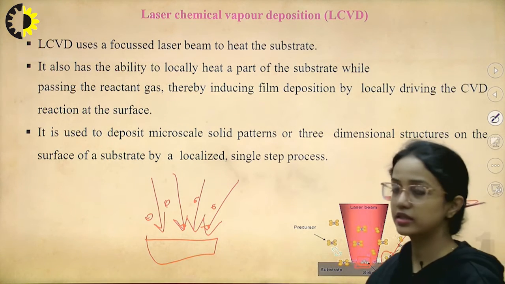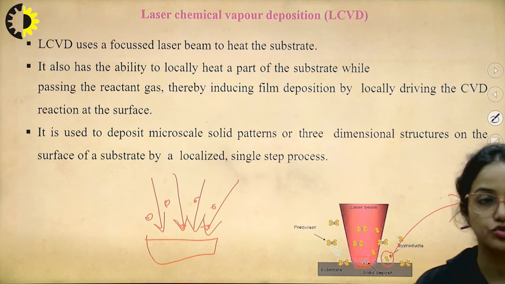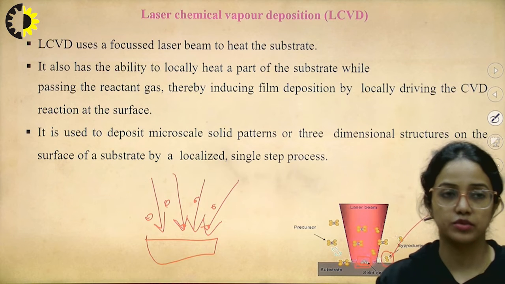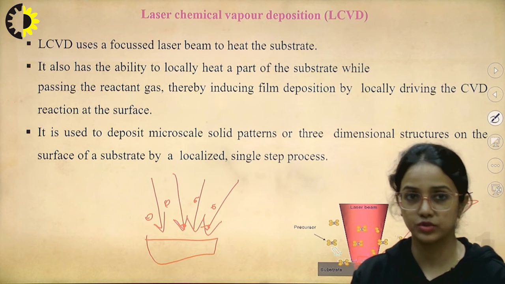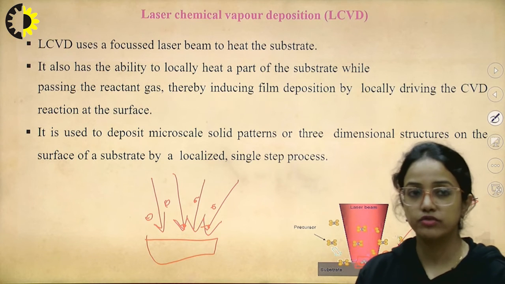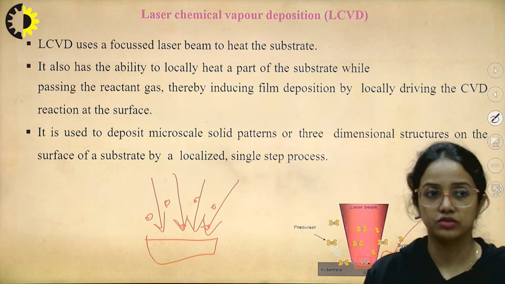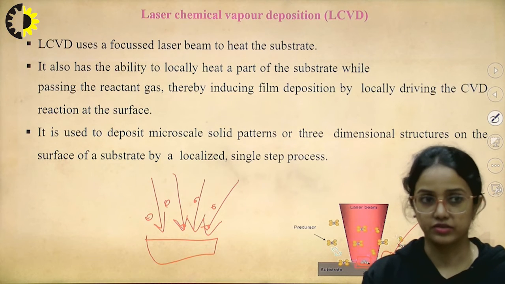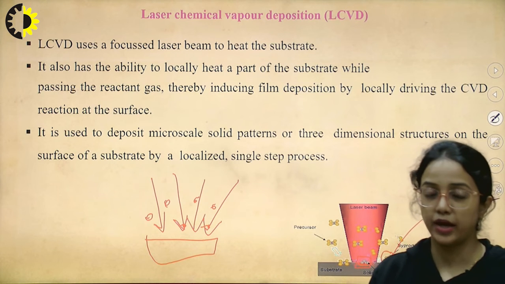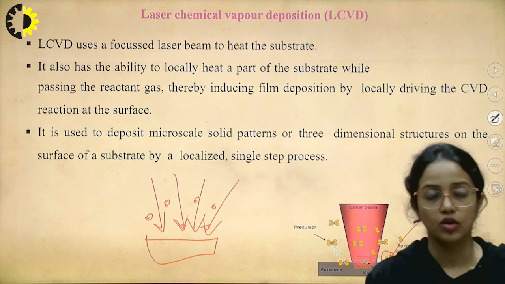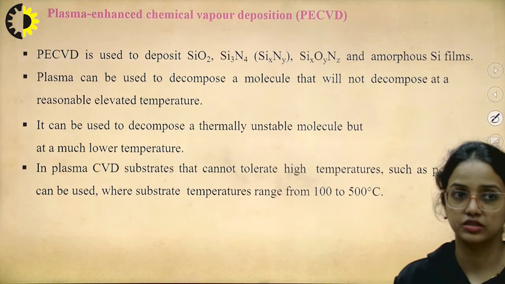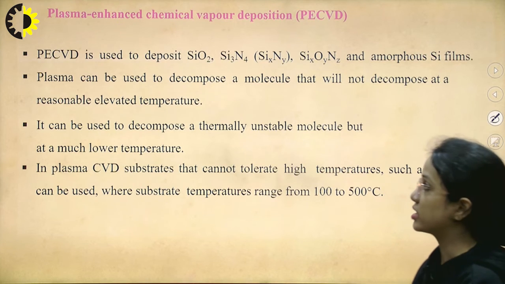Chemical laser enhanced chemical vapor deposition uses a focused laser beam to heat the substrate. It also has the ability to locally heat a part of the substrate while passing the reactant gas, thereby inducing film deposition by locally driving the chemical vapor deposition reaction at the surface. It is used to deposit micro-scale solid patterns or three-dimensional structures on the surface of the substrate by localized single-step coverage.